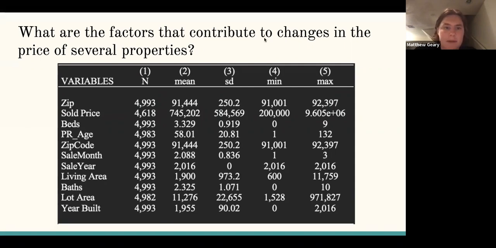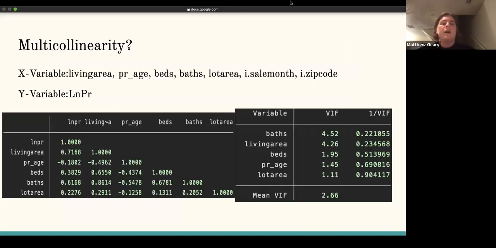And so our Y variable is going to be the log of price age, which is a variable we were told to create. And our X variables are going to be living area, PR age, beds, bath, lot area, sale month, and zip code. And we'll get into it in a little, but essentially we are going to have to take out some of those variables due to multicollinearity.